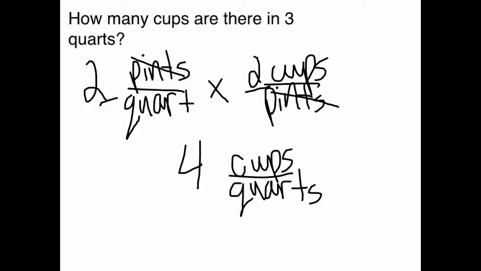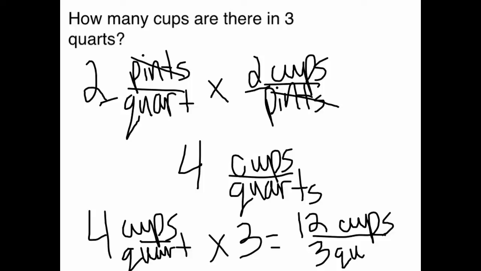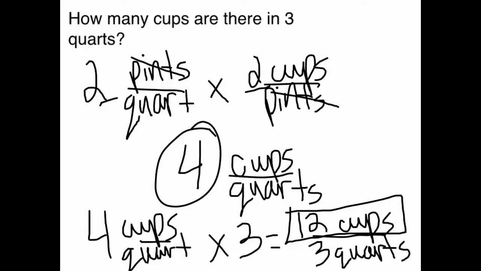But we're not finished yet because we haven't answered our question, which is how many cups are there in 3 quarts. If there are 4 cups per quart, but I have 3 quarts, I'm just going to multiply by 3. And that means there are 12 cups for every 3 quarts. Which again makes sense because 12 divided by 3 is 4. And I could divide that again by 2 and get 2 cups per pint. So our answer here, 12 cups for 3 quarts. Let's go on to a harder one.